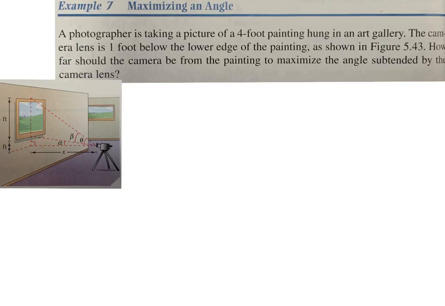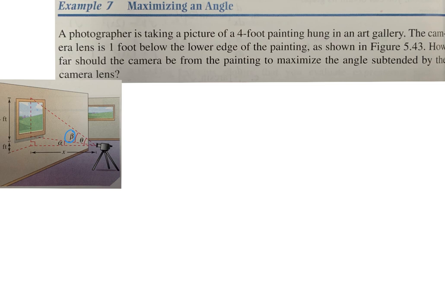A photographer's taking a picture of a 4-foot painting hung in the art gallery. The camera lens is 1 foot below the lower edge of the painting, as shown below. How far should the camera lens be from the painting to maximize the angle subtended by the camera lens? All right, so they want to know what angle beta is.